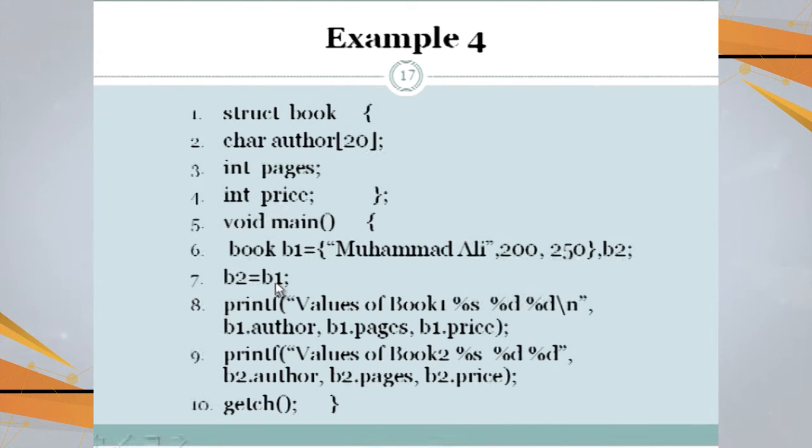This statement will initialize B2 with B1. It means all the values of the members of B1 will be copied to the members of B2. B2 dot author will be initialized with B1 dot author. B2 dot pages will be initialized with B1 dot pages, and B2 dot price will be initialized with B1 dot price. Then we are displaying the values of the members of both structure variables.